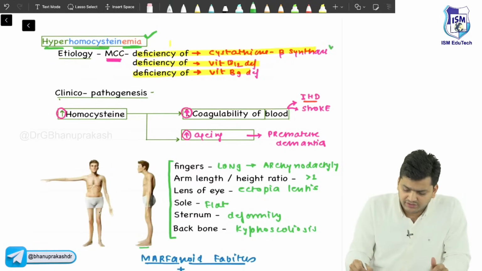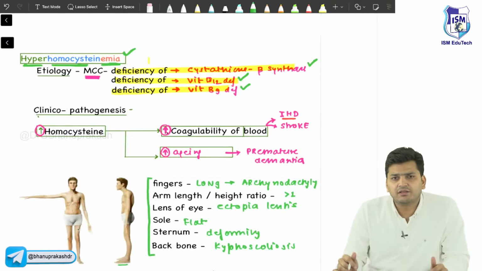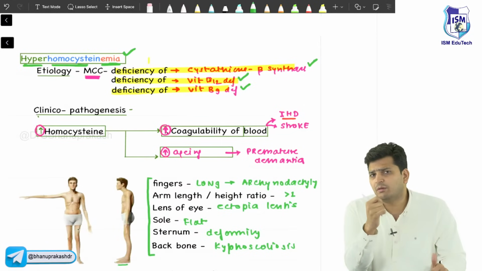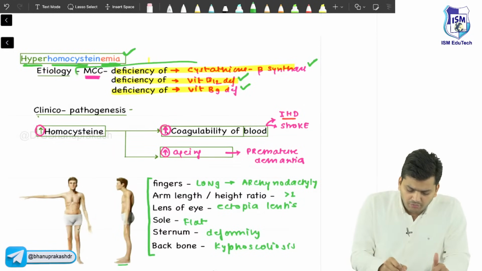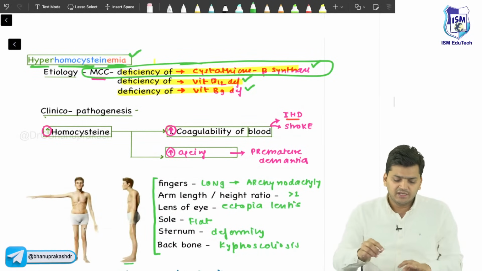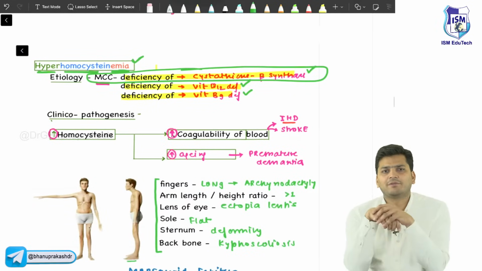These are the 3 causes: cystathionine beta synthase deficiency, B12 deficiency and B9 deficiency. Which is the most common cause? This was your exam question. Why does the homocysteine amino acid increase? The most common is cystathionine beta synthase deficiency. Cystathionine beta synthase deficiency leads to an increase in the homocysteine.